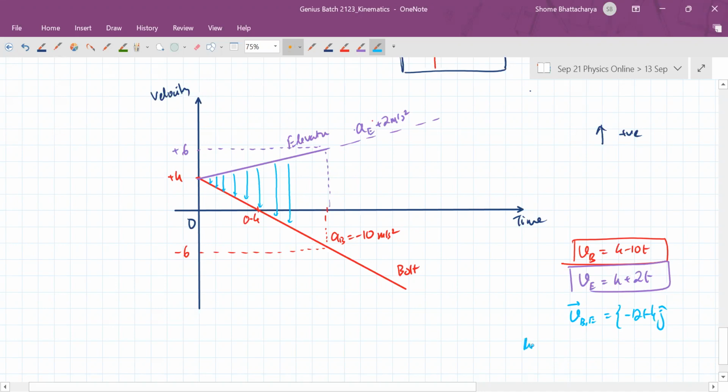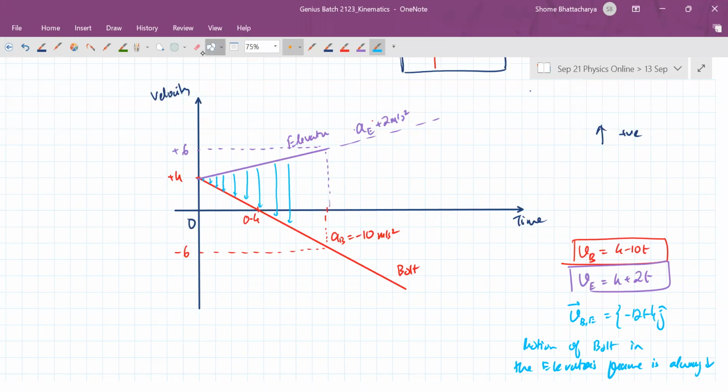So the motion of the bolt in the elevator's frame is always downwards. So in the same graph, if you look at the relative motion of the bolt with respect to the elevator, that will look like a graph like this.